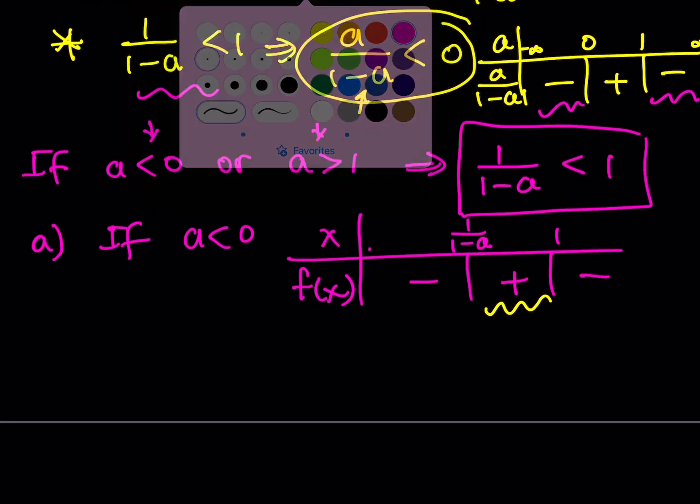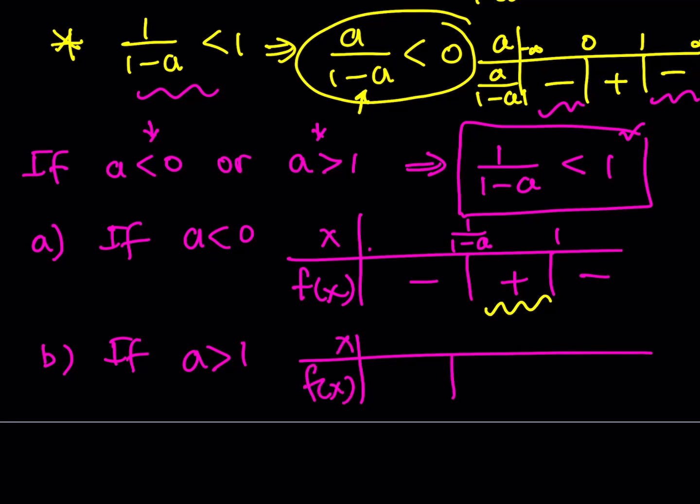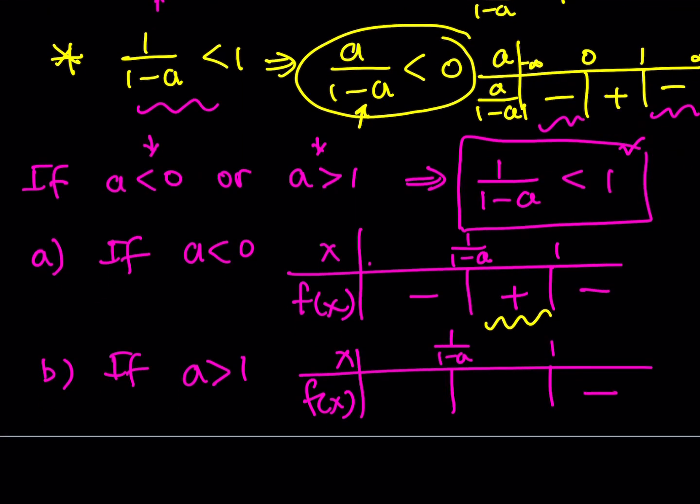And the second case scenario is about what? Well, we said that if a is less than 0 or greater than 1, then this will be true. So now I have to look at if a is greater than 1, then I get a slightly different table, because even though the 1 over 1 minus a is still less than 1, I do start with a different sign here. Why? Because if you go back to f of x, I have the a minus 1. It is greater than 1, so a minus 1 is going to be positive, and the bottom one, x, is also positive. So their product is positive. So I'm going to start with a positive sign here this time. You see the difference? And this is going to be a negative, and this is going to be a positive again.